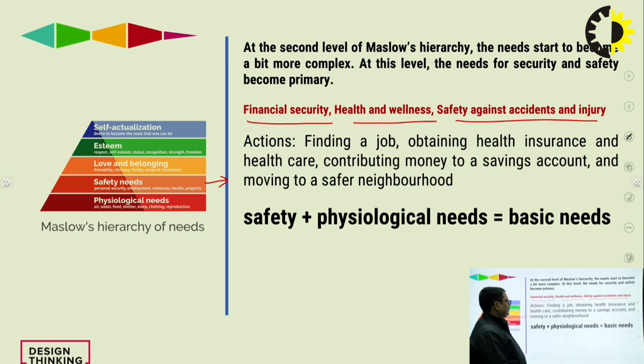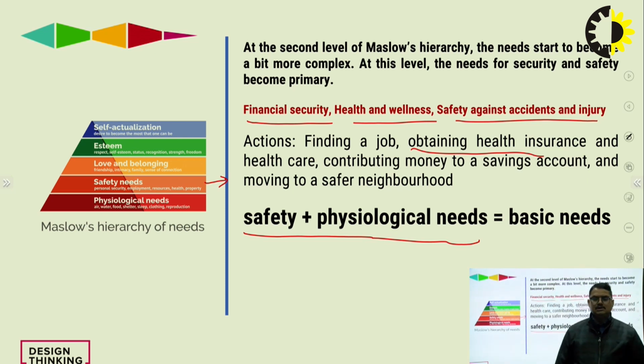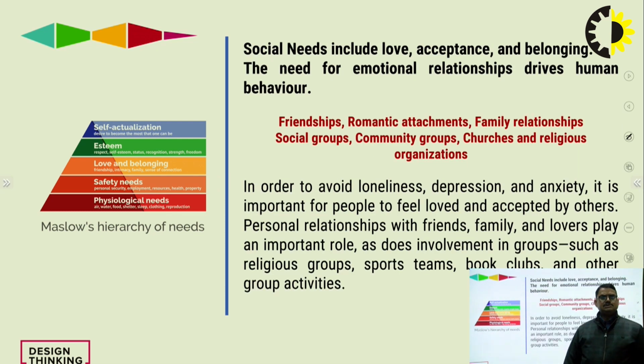Like, we try to get a job, we obtain health insurance, we save money, we invest somewhere. So these are the safety needs. Here we can also say that safety plus physiological needs together form the basic needs. This is the very basic thing required for every user: that he or she must be able to fulfill physiological needs and safety needs. Once these needs are fulfilled, we move upward.